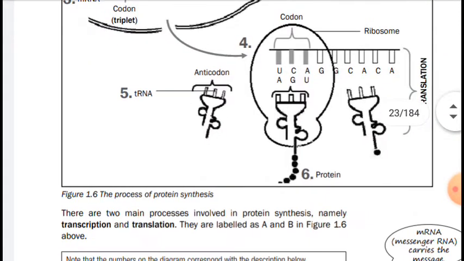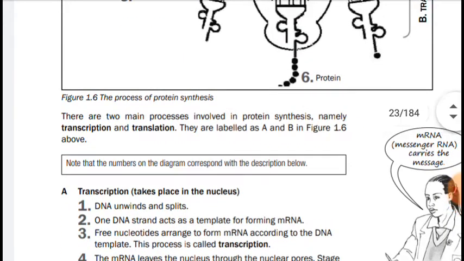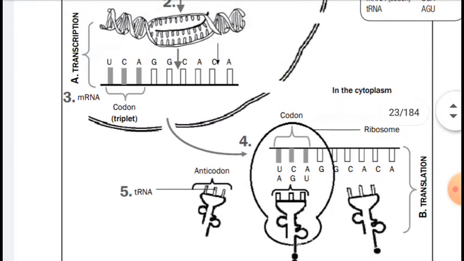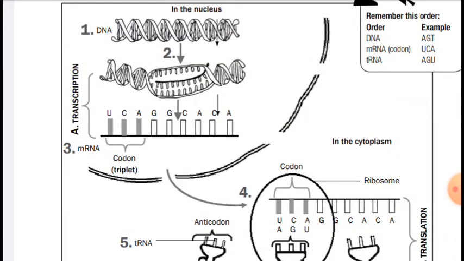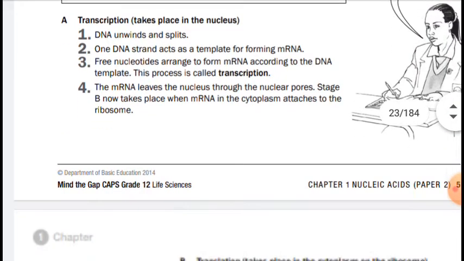Now guys, what happens next: one DNA strand acts as a template for forming mRNA. As I told you, in this process, transcription, the formation of mRNA takes place here in the nucleus. Then nucleotides arrange to form mRNA according to the DNA template. This is transcription.